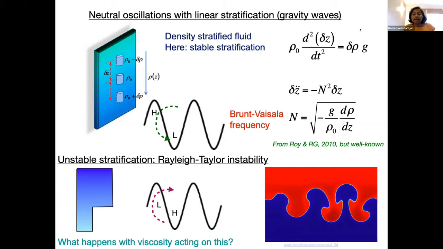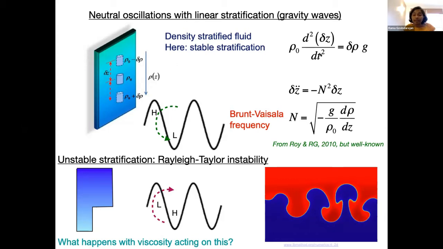So what we can write down very easily is, when nothing is moving, the Navier-Stokes equations are very easy to write down in this context. Nothing is moving, nothing is rotating. So you just have a balance between fluid acceleration and the density, the buoyancy term.